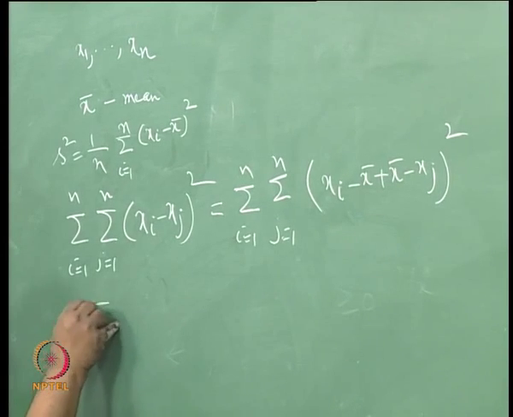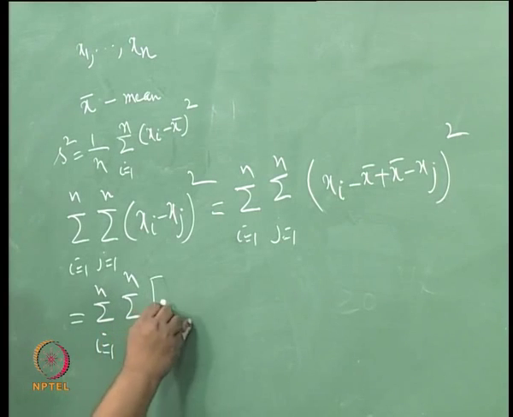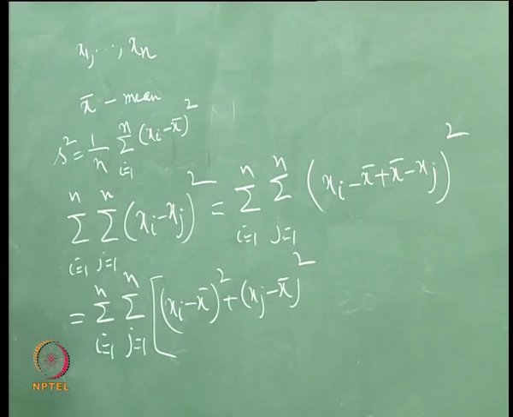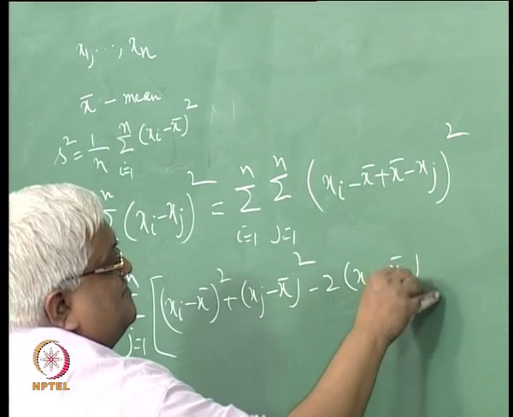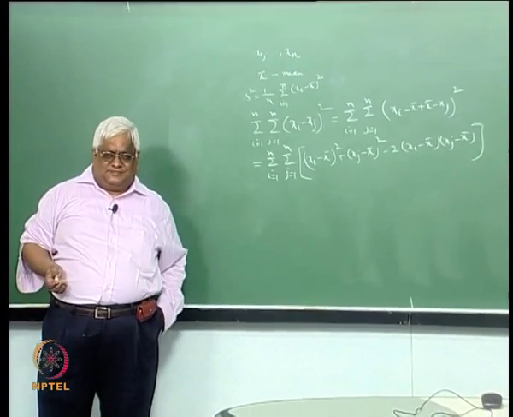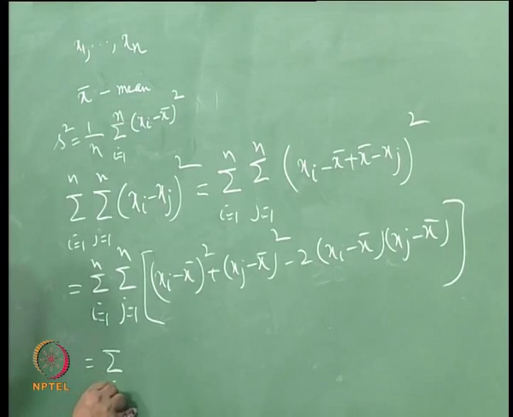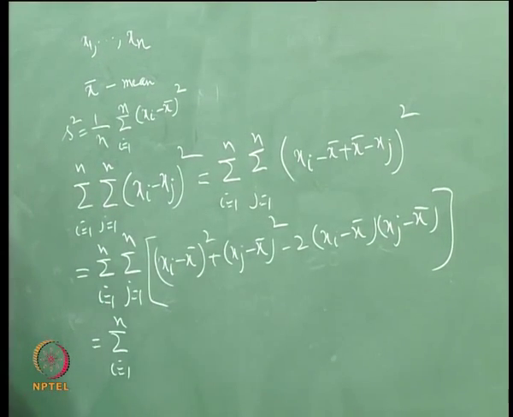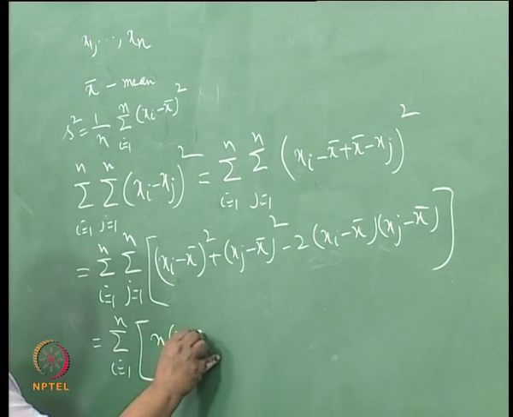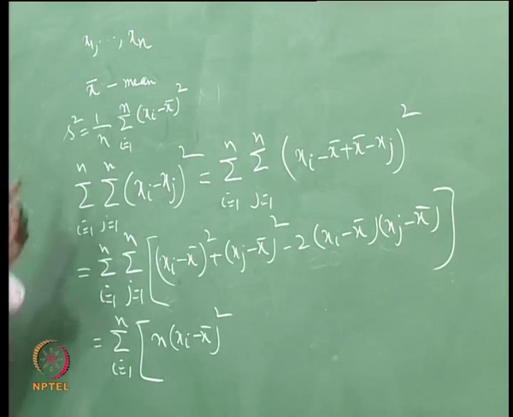Now this is equal to summation i is equal to 1 to n, summation j is equal to 1 to n. What do you have here? (x_i minus x bar) whole square plus (x_j minus x bar) whole square minus... Now, let us see, summation i is equal to 1 to n. Let us take this summation j is equal to 1 to n inside. This is a term which is independent of j. So, what we are going to get? This is n times (x_i minus x bar) whole square. Now, summation j is equal to 1 to n (x_j minus x bar) whole square. This is n times s square.